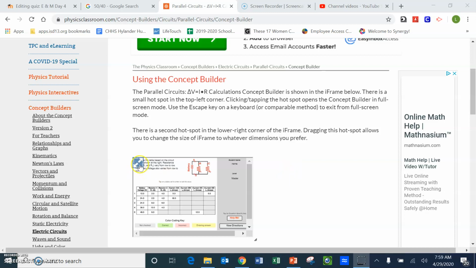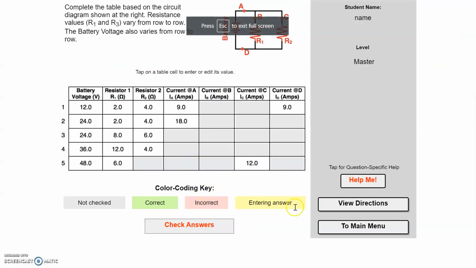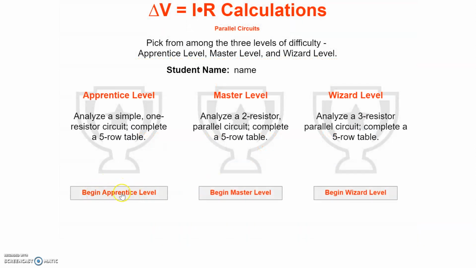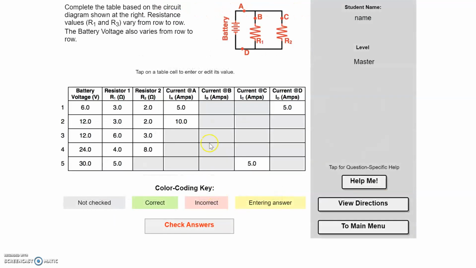All right, this is the concept builder for parallel circuits. And today I'm actually going to have you skip the apprentice level because it's the same as the last one. I'm going to have you go to master level and I'm going to do this with you.